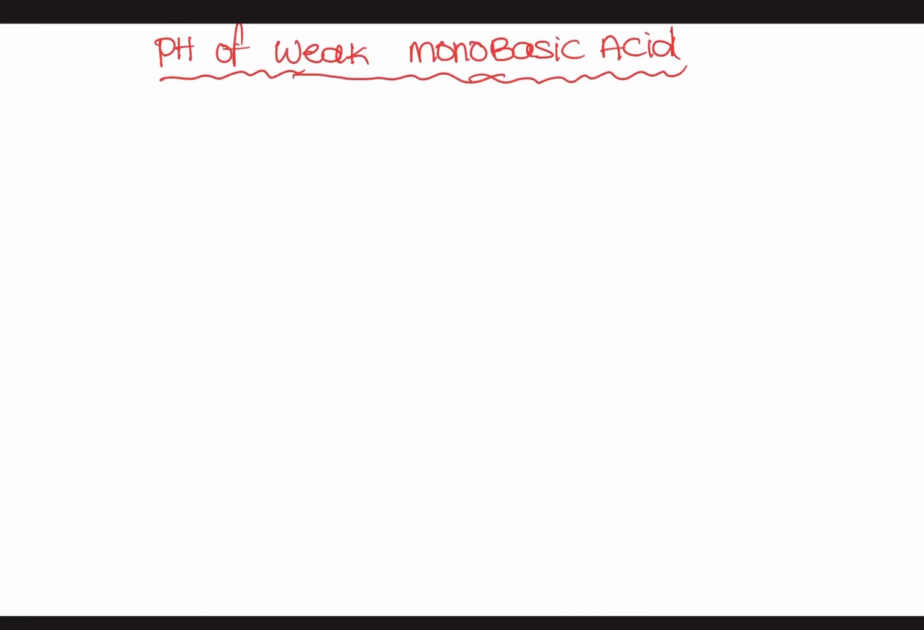Today we will learn the derivation of the pH of a weak monobasic acid. A weak monobasic acid is one which will give you one H+ ion. Let us consider HA is the weak monobasic acid. When we dissolve it in water, it will dissociate into H+ and A-.